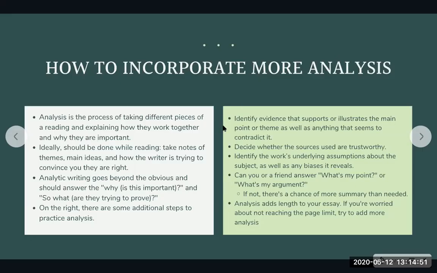One strategy is to identify evidence that supports or illustrates the main point or theme, as well as anything that seems to contradict it. So in your reading, make sure to identify and select points that you feel support your thesis, but also try to think of counterarguments that might be happening, and address those counterarguments while still trying to prove how you are right.